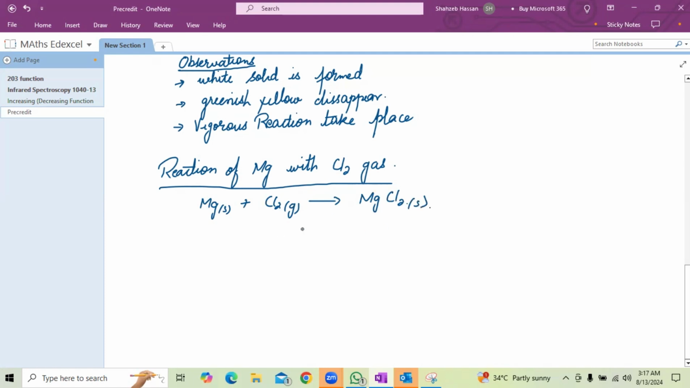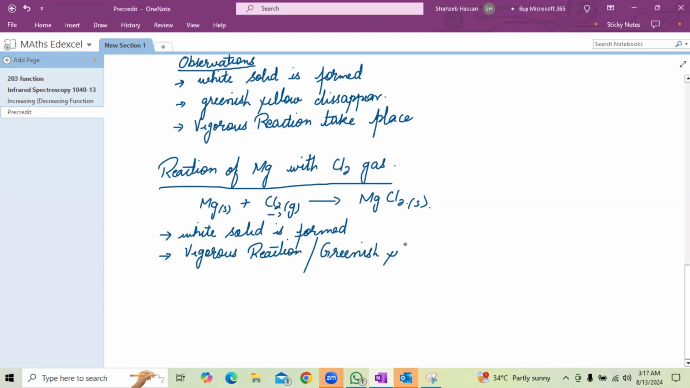And what are the observations? MgCl2, which is a white solid, is formed, and then the reaction would be quite vigorous. So we can say that a vigorous reaction has taken place. And what is going to happen? The color is greenish yellow, so the greenish yellow gas disappears.